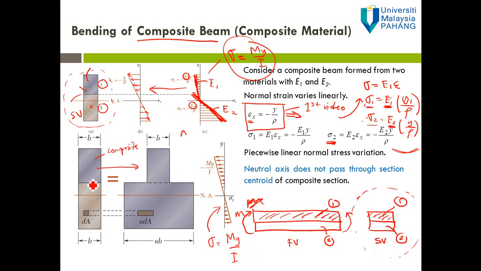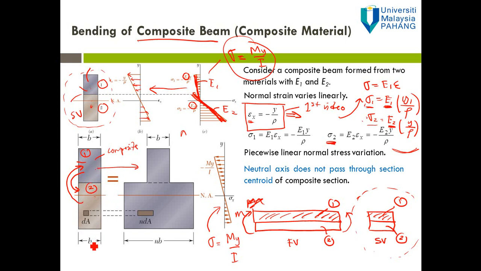Okay, so how to transform? Let's say this is material 1, this is material 2. You can transform material 1 into material 2, or material 2 into material 1. So you can transform either one, 1 into 2 or 2 into 1. Let's say for this example, we transform material 2 into material 1.